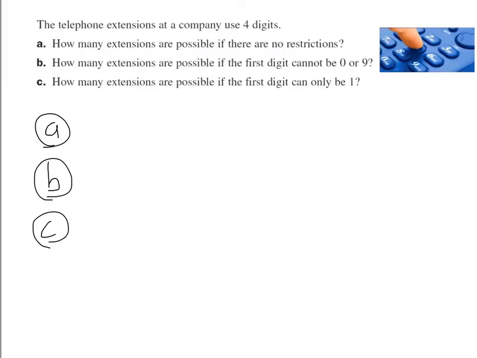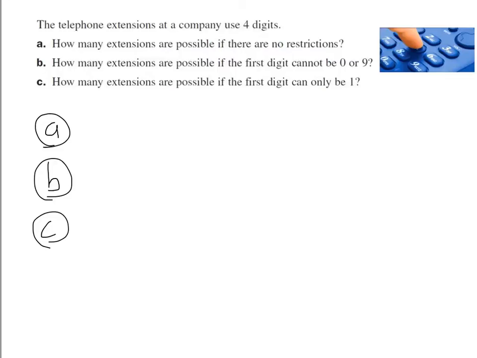Now this one has to do with a lot more numbers. The telephone extensions at a company use 4 digits. You guys know what an extension is. It's how you get to a person's office once you've dialed the main number. If you'd like to call this person, please dial their extension. And one of those things.